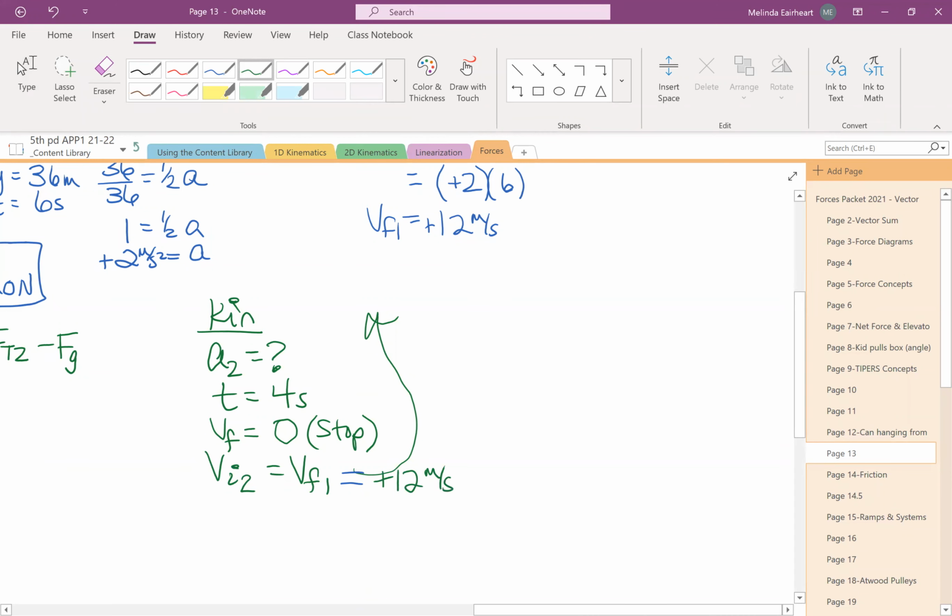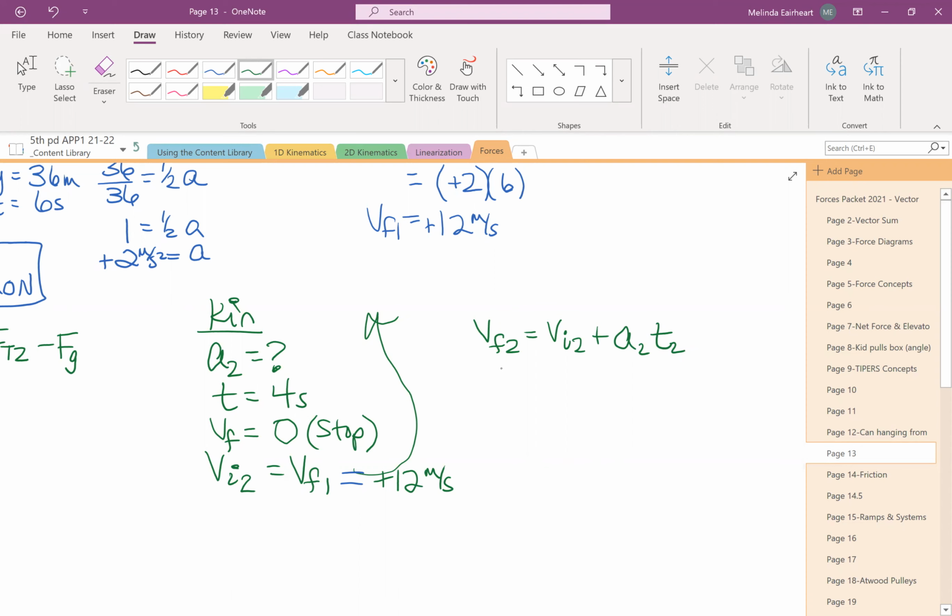Now, is this enough to find the acceleration of interval 2? Yeah, using what equation? Notice we don't know the distance of interval 2. So once again, we're going to use that first equation, but solve for something different. I thought we were done with kinematics, Miss Earhart. No, we're not. Okay, and when we finish forces, we won't be done with forces. We'll use forces all year long for sure.